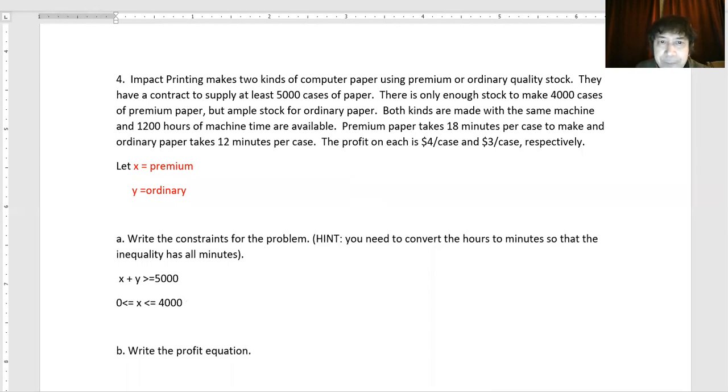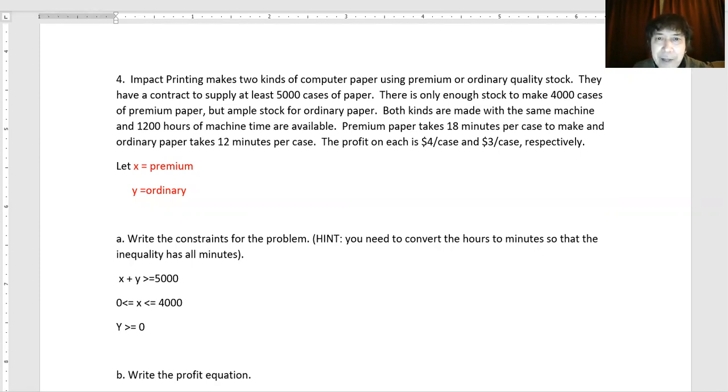All right, what else? Ample stock for ordinary paper. That would be for the Y. That means Y is greater or equal to 0. It can be more than that, and it can be more than 4,000. So anything higher than 0, because we're talking about physical objects here, physical quantities. There cannot be negative.